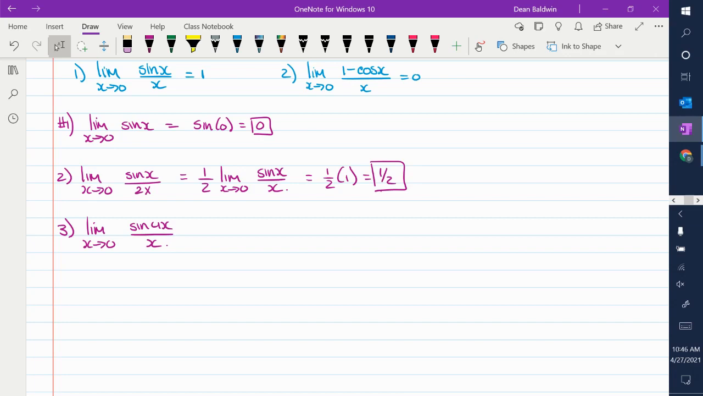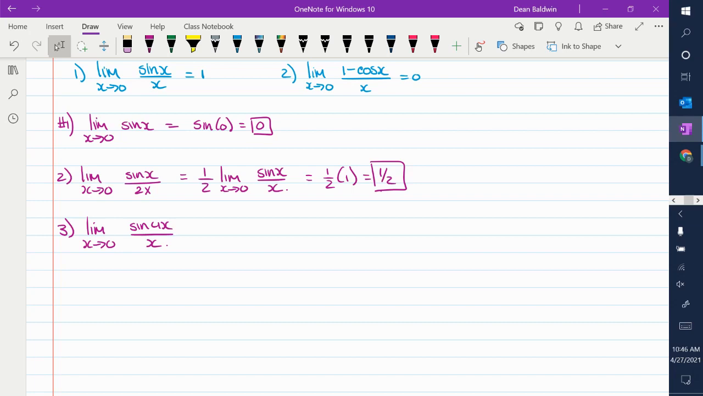Sine 4x over x. What does that look like? Or what is it close to anyway? It's close to the sine one on the left at the top there in the blue. But what's wrong with it? Got this stupid 4x in there.